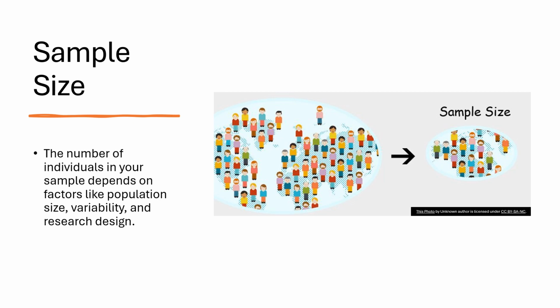Sample size, this is also very important, how much the sample size is. The number of individuals in your sample depends on factors like population size, variability, and research design. So it means that when we want to determine how large the sample from the population should be, this cannot be done randomly. However, there are certain things which are important. For example, what is the total population size? How much variability is available in the population, and what is our research design? Accordingly, we may be able to determine a sample size.